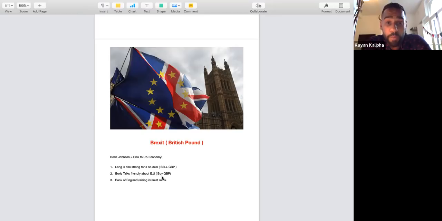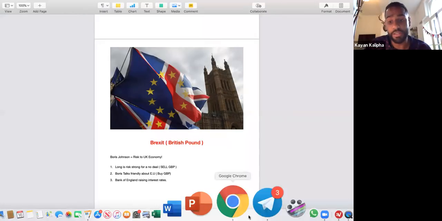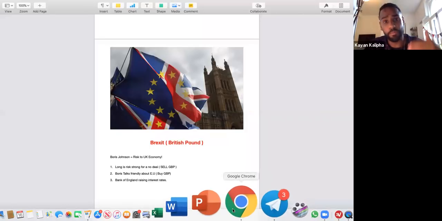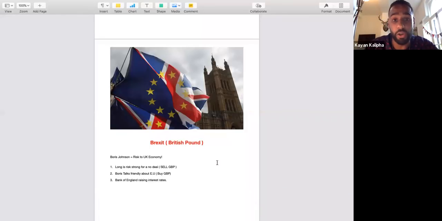Now, with the pound at the moment, my traders and my members are doing some really good trades. We're making really good profits off the pound right now, just based on this Brexit uncertainty. Now, what is the uncertainty? We know the UK wants to leave the EU. They voted to leave. They have until the 31st of March 2019 this year to get out of the EU. That's the deadline set by Theresa May.